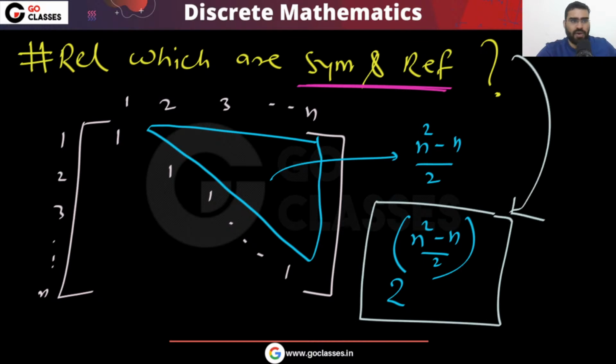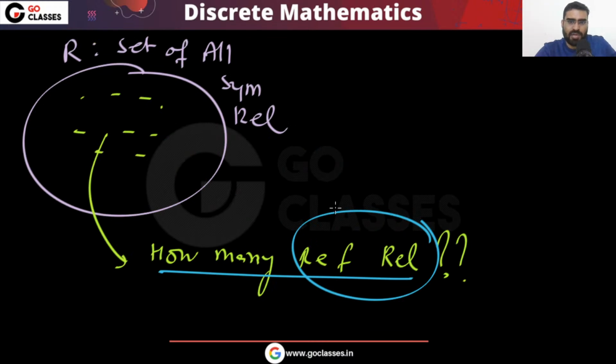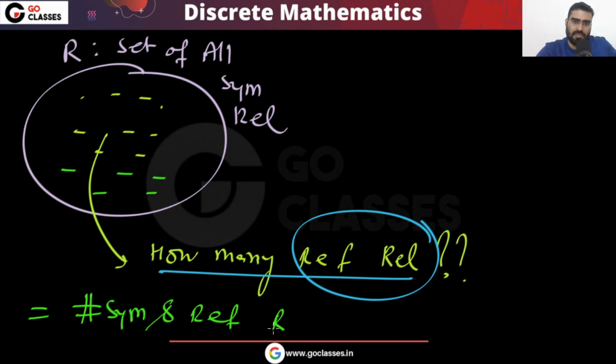So finally, in this set R, the number of reflexive relations will be equal to the number of symmetric and reflexive relations. That will be equal to 2 power (n square minus n)/2, and that is going to be 2 power 3.